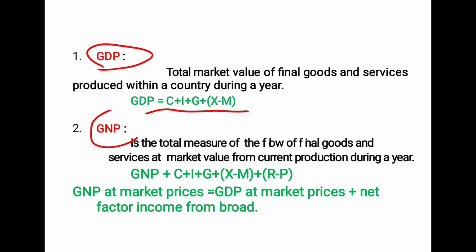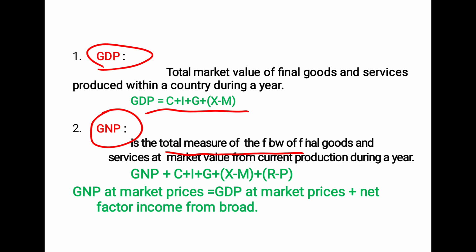Next we are going to see GNP. What is the full form of GNP? G stands for gross, N stands for national, P stands for product. So what is the meaning of GNP? It is nothing but the total measure of the flow of final goods and services at market value from current production during a year. So GNP is nothing but the flow of the final goods and services at market value, resulting from the current production in a country during a year.